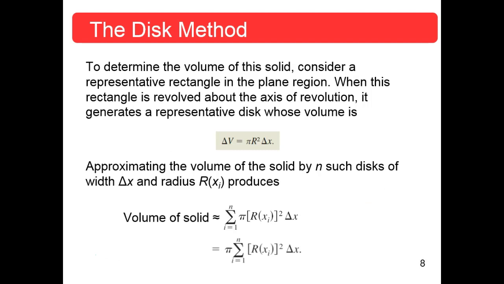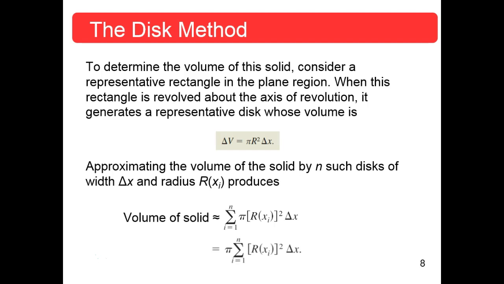Here they're going to do it a little bit slower and in more detail. To determine the volume of this solid, consider a representative rectangle in the region. When that rectangle is revolved around the axis of revolution, it generates a representative disk whose volume is delta V, which is pi r squared, where r is the height of that rectangle, times delta x, the thickness of the slice.